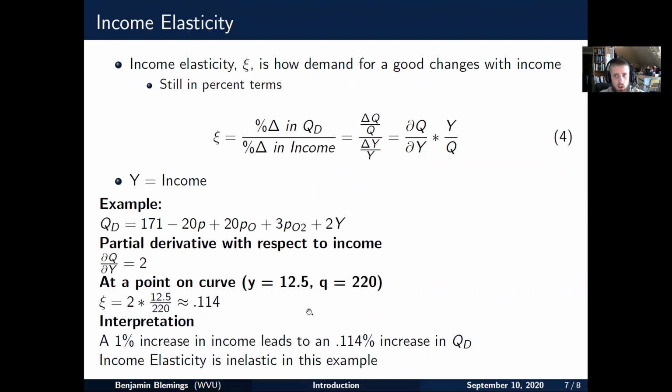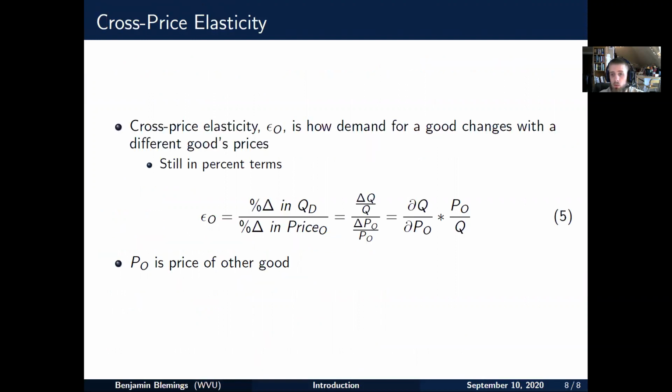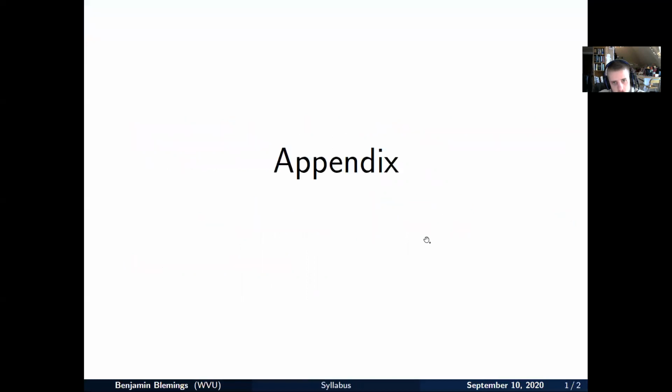curve. And then one other one, which I'll have you do in your homework to prove to yourself, is cross-price elasticity. So the elasticity with respect to other goods instead of own goods is how the demand for a good changes with a different good's price. And this has implications for whether or not a good is a substitute or a complement, or both. And so it's still in percent terms because it's an elasticity. And it's defined by this formula here, where PO is the price of the other good.